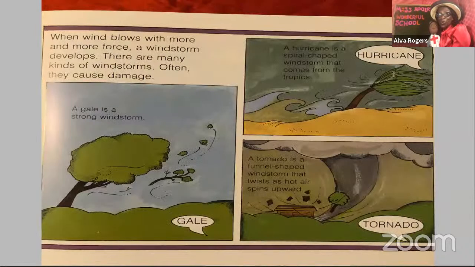When wind blows with more and more force, a windstorm develops. There are many kinds of windstorms. Often they cause damage. A gale is a strong windstorm. A hurricane is a spiral-shaped windstorm that comes from the tropics. A tornado is a funnel-shaped windstorm that twists as hot air spins upward.